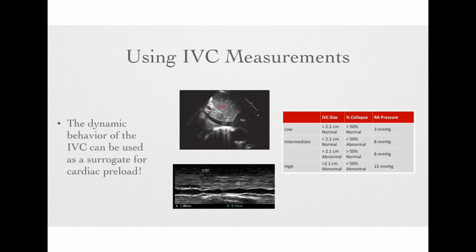By combining the maximal IVC diameter and whether or not 50% or more of the IVC collapses with respiration, we can translate this into an estimate of the right atrial pressure or central venous pressure. The theory is that patients with low central venous pressures would be more likely to be fluid responsive than patients with high central venous pressures.